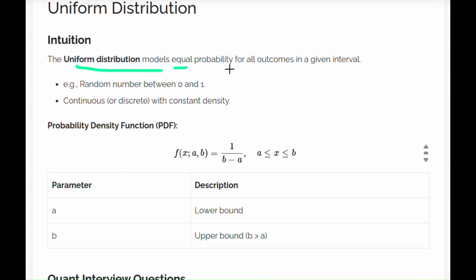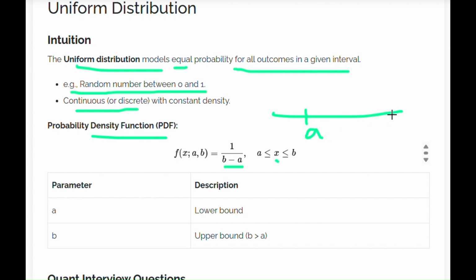Uniform distribution models equal probability of all outcomes in a given interval. For example, a random number between 0 and 1. Continuous or discrete with constant density. The PDF is given by 1 over b minus a, where x is between a and b. So a here, b here, and this is our uniform distribution. A is the lower bound and b is the upper bound. And this is constant over the range, equal to 1 over b minus a.